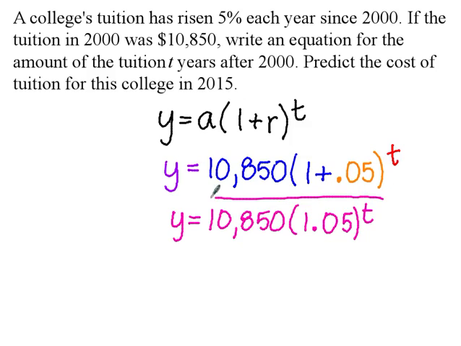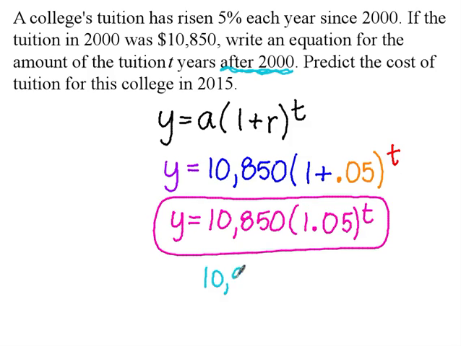That's your first answer. Now, notice what it wants you to do. Predict the cost of tuition for this college in 2015. So 2015, what would t equal? T equals 15, because notice what it says, years after 2000. So I'm going to start with the 1.05, because remember we always do the power first. So 1.05 to the 15th power. When you get an answer for that, take it times 10,850.